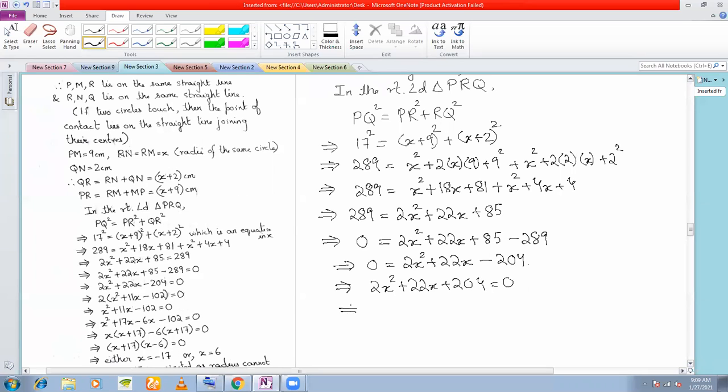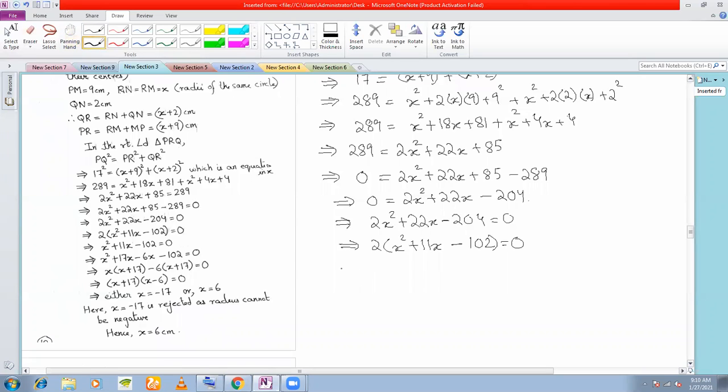Now you see that 2 is a common factor, so you can take 2 out. X square plus 11x, this should be a minus because you have a minus here, should be a minus. So this is minus 102 is equal to 0. That means x square plus 11x minus 102 must be equal to 0.